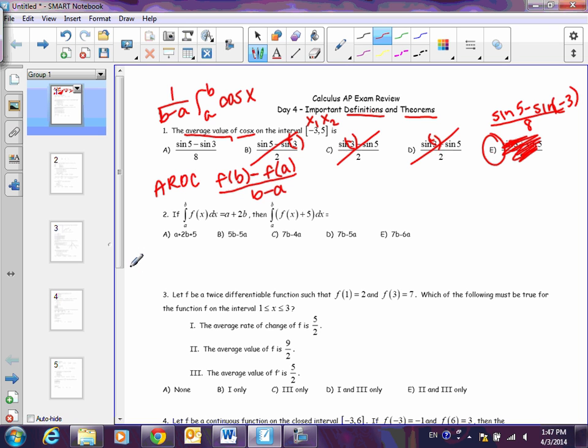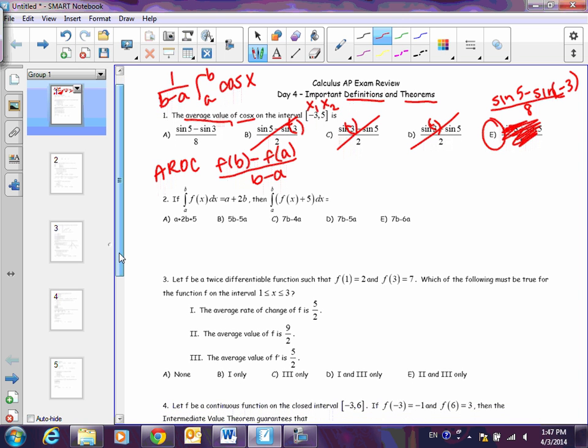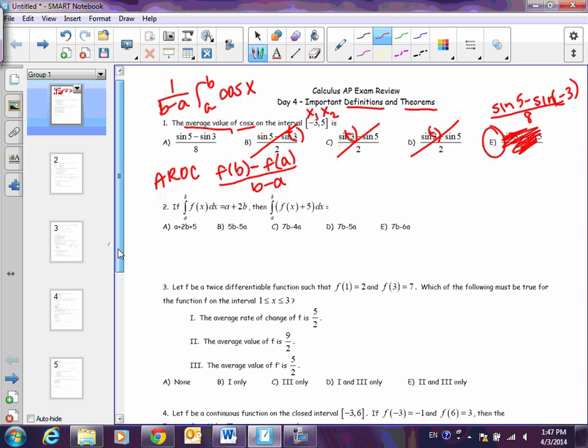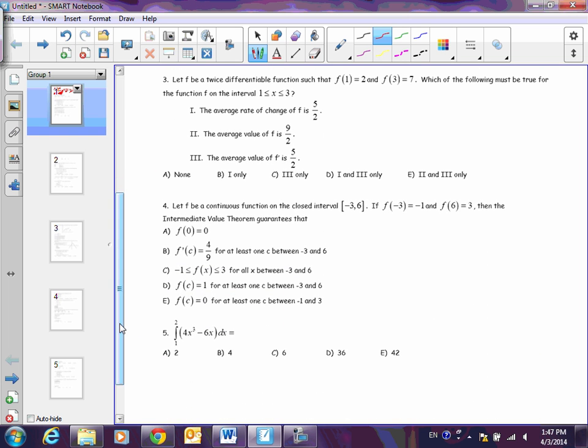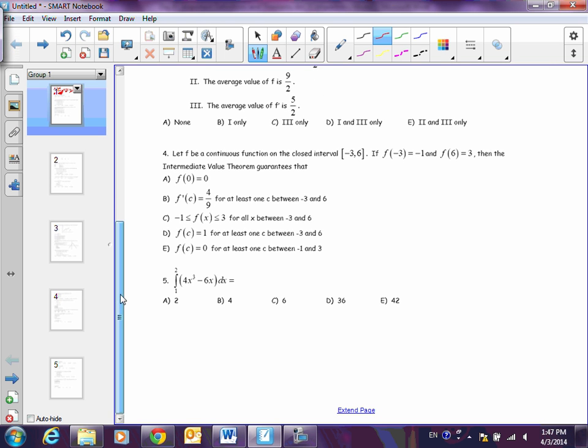All right, so what we are going to do now is work a different problem. Does everybody have that? Okay. So I'm not going to work 3. I'm going to let you work out 3 and work out the kinks of trying to figure out the difference between the whole average value and average rate of change and all that. But I do want you to look at number 4.